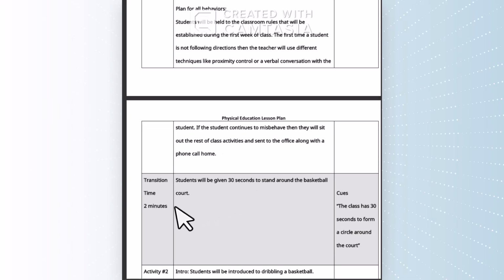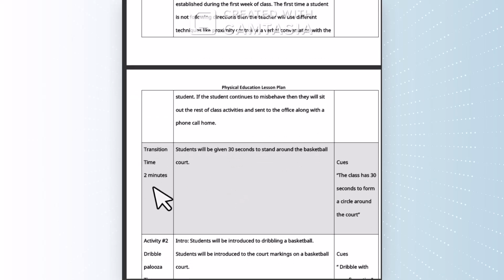After this, I plan for my transition time, which should take 2 minutes. Students will be given 30 seconds to stand around the basketball court.